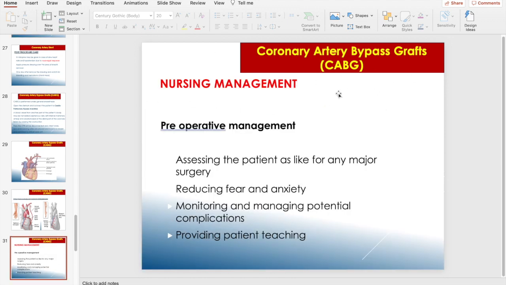After the CABG, you have some of the nursing management, starting with pre-operative management. For example, assess the patient for any major surgery. You have to assess the patient.